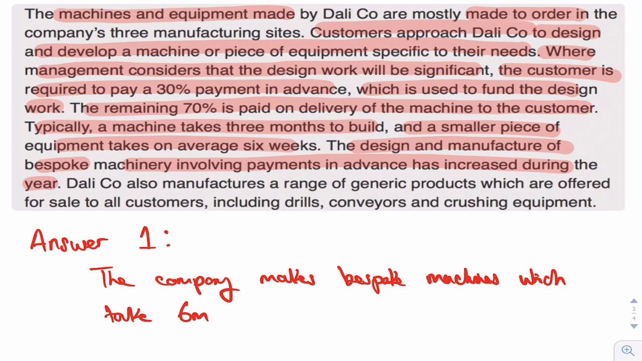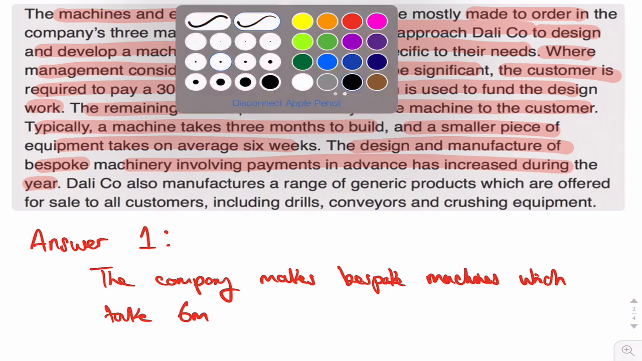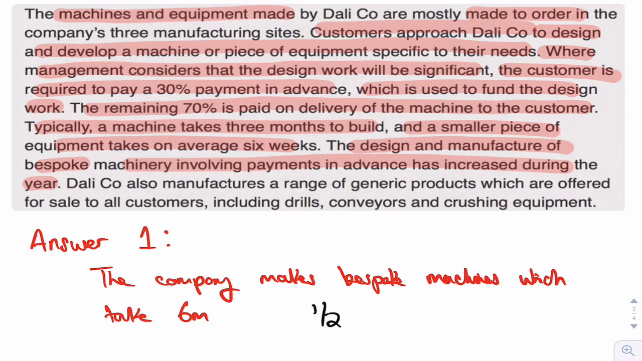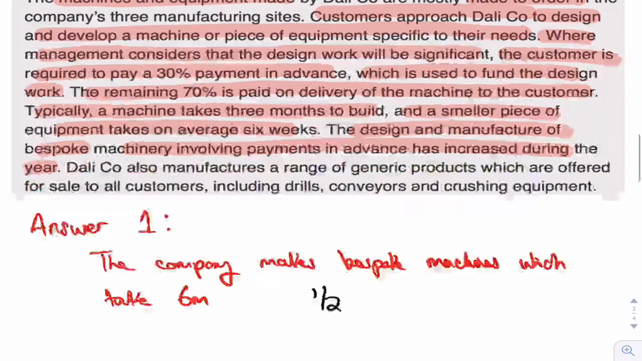Remember, this is an auditing exam. But the question just says, identify and explain the business risks. So here's one answer that says, the company makes bespoke machines which take 6 months. Well, that is a business risk, but hasn't really been very well explained, has it? It hasn't said why. Half a mark.